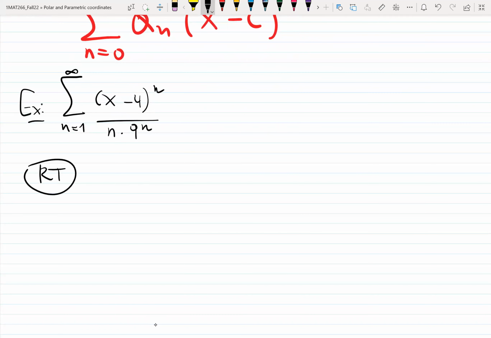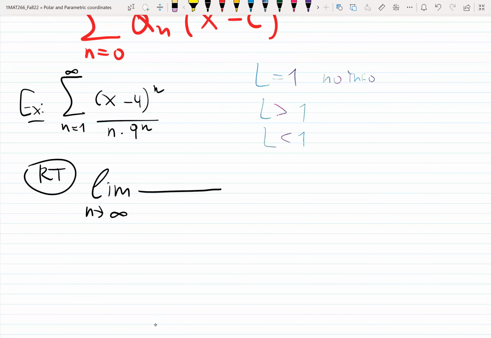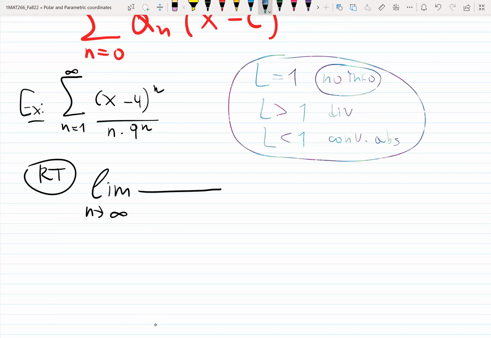Your favorite, the ratio test. The ratio test says take the limit of the ratio and see what it gives you in the long run. It gives you some kind of L, and you will have three cases. L can be 1, L can be greater than 1, and L can be less than 1. If 1, no information, use another test. If greater than 1, diverges. If less than 1, converges absolutely. That is the ratio test. And what does this L come from? The limit as n goes to infinity gives you L.